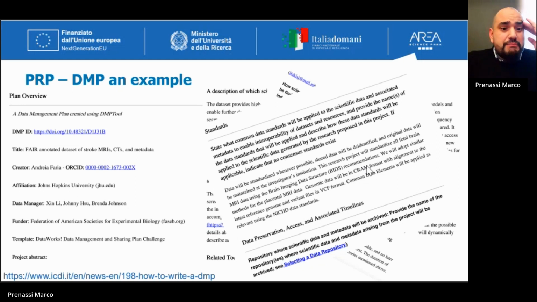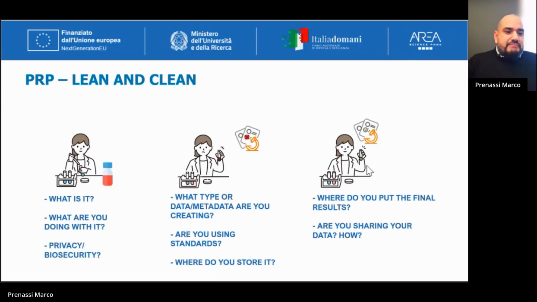So we have to, and this is an example, a lot of the DMP tools that you find. This is a US system, but the European Commission is the same. So we have to make this system a little bit lean and clean, and so let's divide it in a manner that is understandable and easy to make for the researcher.